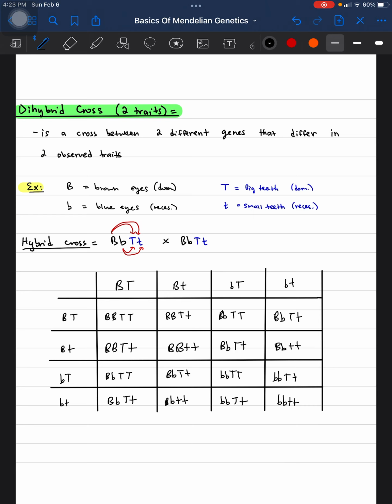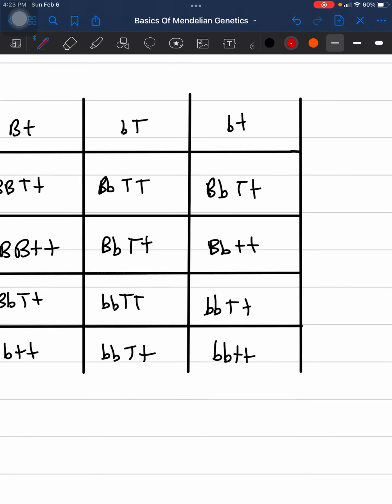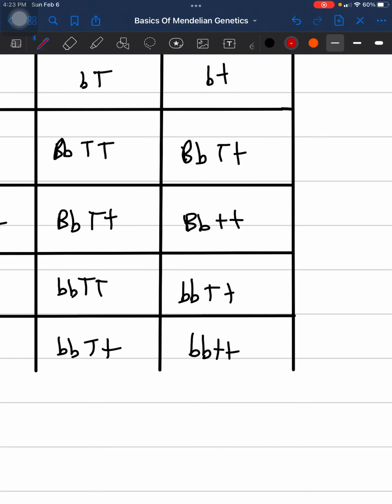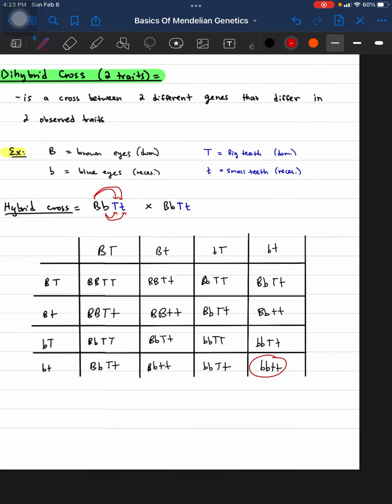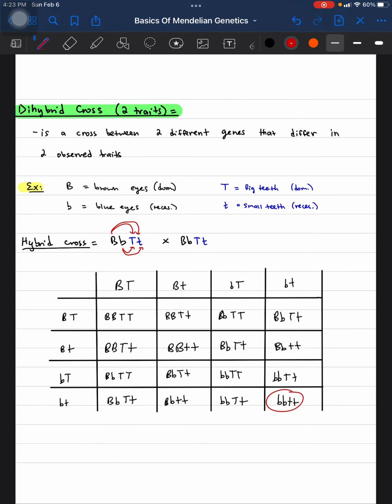So this is the completed Punnett square, a dihybrid cross. You see there's a bunch of different offspring. So let's circle the types of offspring. Starting from this corner right here, this genotype represents blue-eyed and small teeth offspring, since blue eyes is recessive and lowercase t represents small teeth.